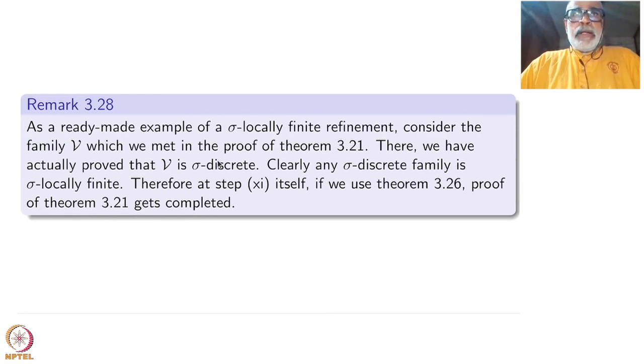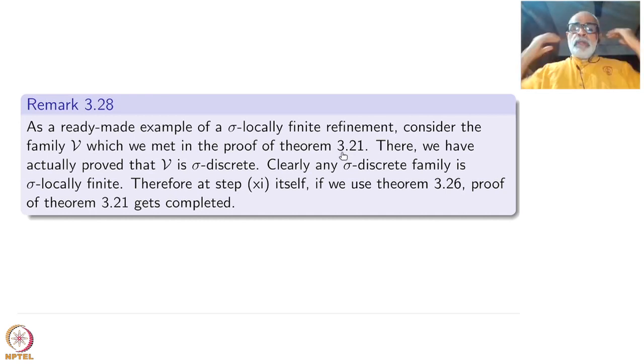It's a ready-made example of a sigma locally finite refinement. We have defined it, but we haven't given an example, so I want to give one. Consider the family V, which we met in the proof of theorem 3.21, while proving that a pseudo-metric space is paracompact. There we actually proved that the family V is sigma discrete. Sigma discrete means it is a countable union of subfamilies, and for each subfamily, each point has a neighborhood which will intersect only one of the members. That is discreteness.